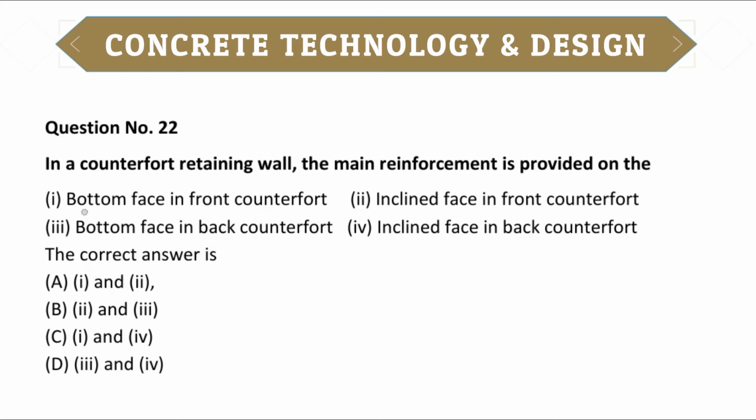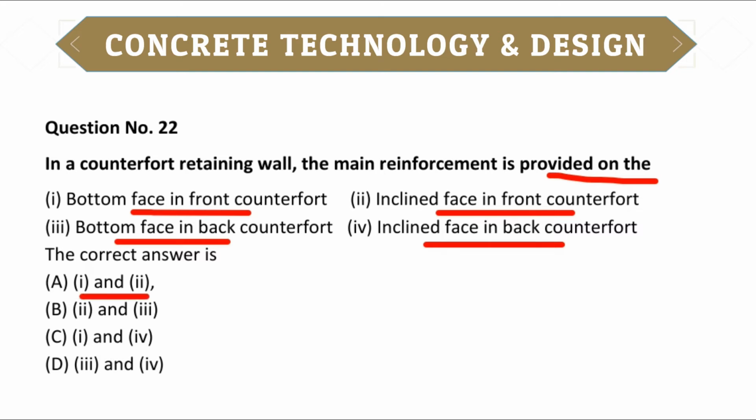So next question, in the counterfort retaining wall, the main reinforcement is provided on: 1, bottom face of front counterfort; 2, inclined face of counterfort; 3, bottom face in the back counterfort; 4, inclined face in the back counterfort. Option A, 1 and 2; option B, 2 and 3; option C, 1 and 4; option D, 3 and 4. So the correct answer is option C, 1 and 4.